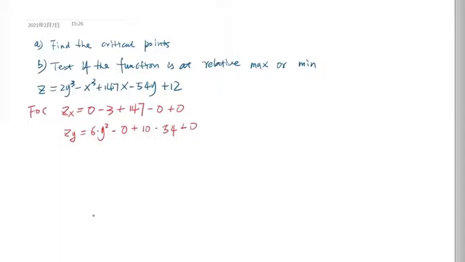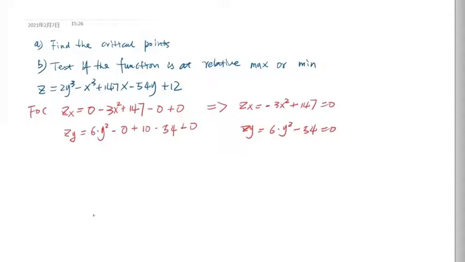So we just rewrite the function. Zx is equal to minus 3x to the power 2 plus 147 equal to 0. Zy is equal to 6 times y to the power 2 minus 54 equal to 0.